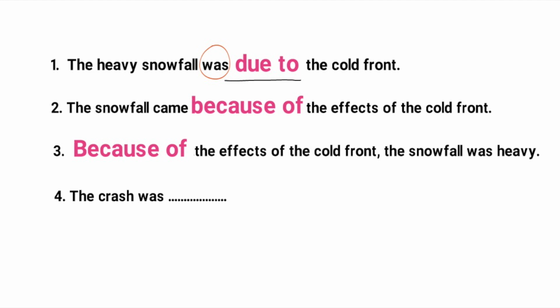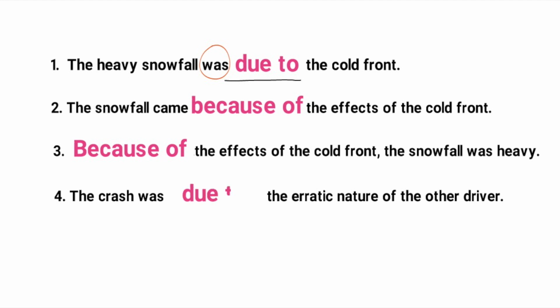4. The crash was blank the erratic nature of the other driver. Due to. We are modifying the noun, the crash, so we need the adjective due to. Remember our DJ, due, adjective. Also, to check your answer, remember to put caused by in the gap, and you get the crash was caused by the erratic nature of the other driver. It works, so it's due to. Also, remember, whenever we see the verb to be, and you can fit the phrase directly after it, it's due to.